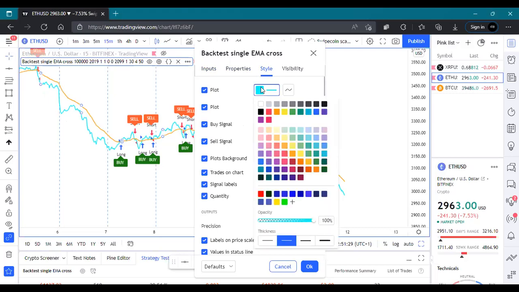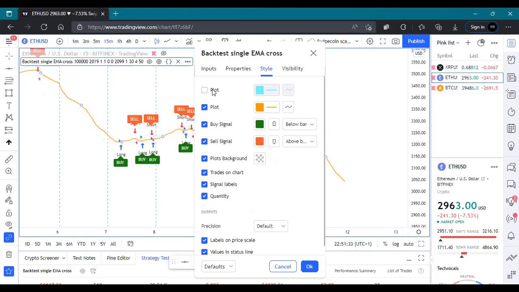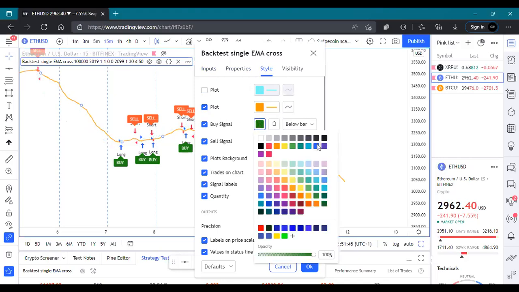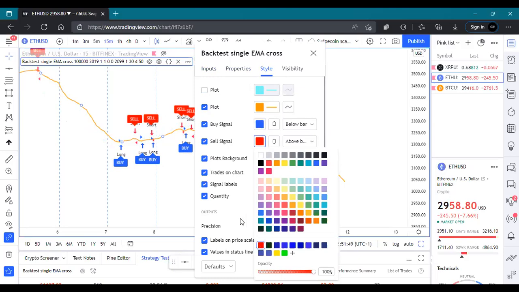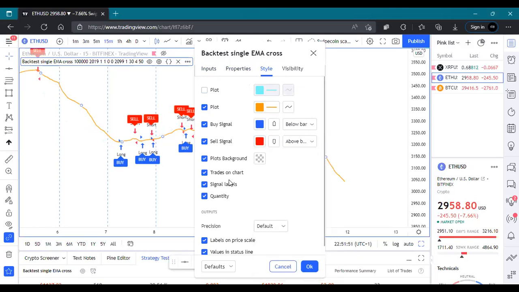For the style, you can actually make this one invisible, right? Just turn this one off, the first one. So the plot color, you can leave it like, I like this color actually. So you can still leave it this way. Your buy signal color, you can make it blue. Then your sell signal, you can make it red.